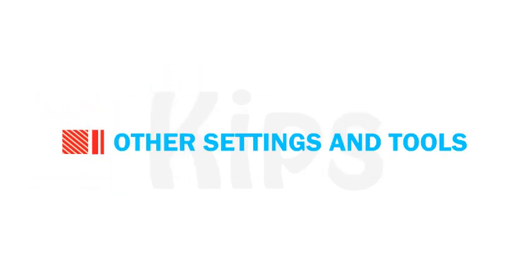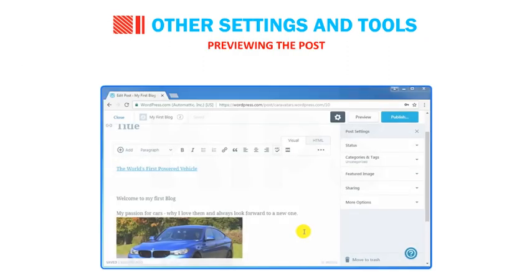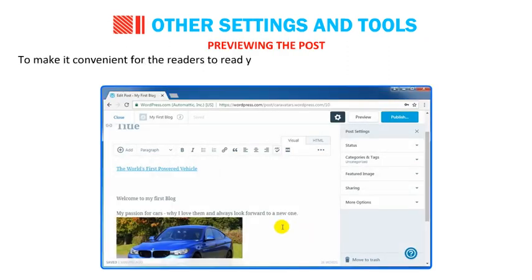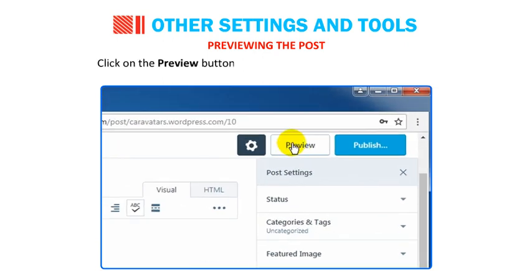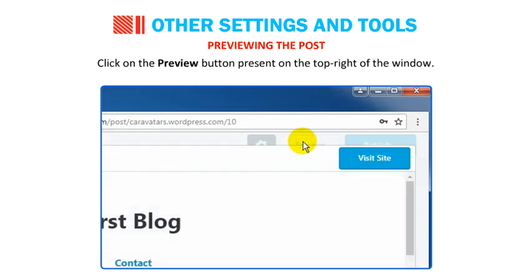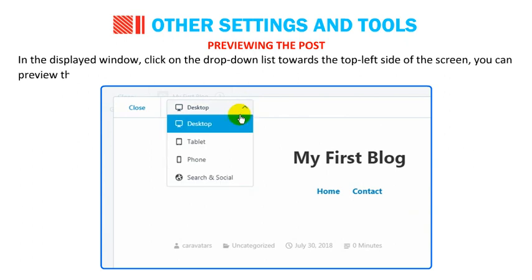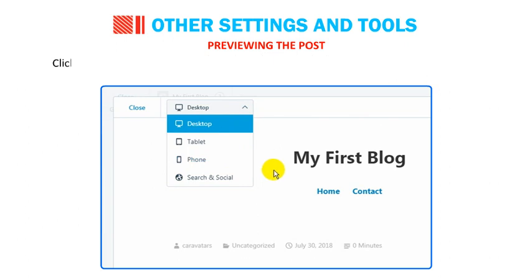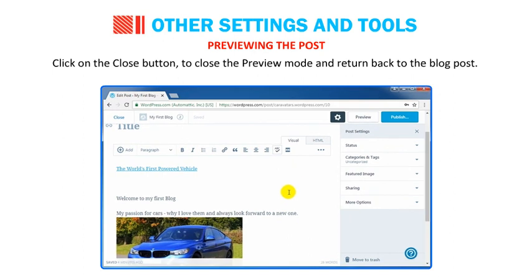Now let me tell you how to use other settings and tools. Previewing the post. To make it convenient for the readers to read your blog and to make the blog easily accessible, it is important for the blogger to preview the blog. Click on the preview button present on the top right of the window. In the displayed window, click on the drop-down list towards the top left side of the screen. You can preview the blog when viewed on a desktop, tablet or on a phone. Click on the Close button to close the preview mode and return back to the blog post.